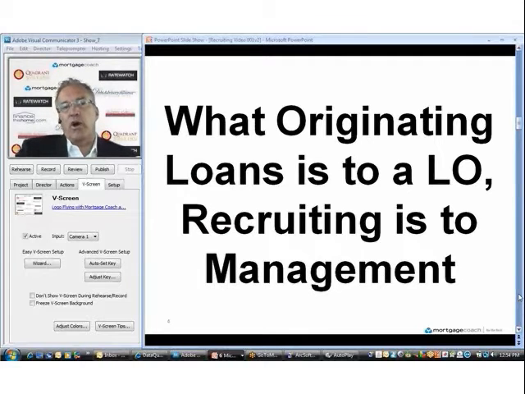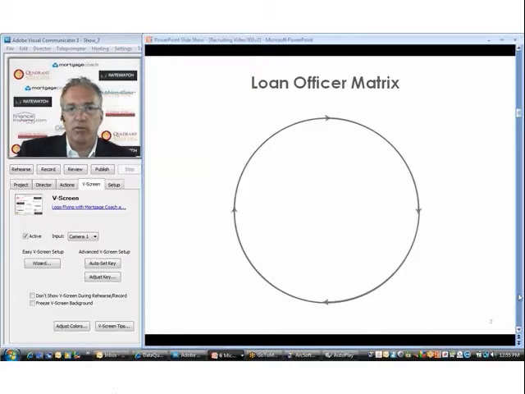What originating loans is to a loan officer, recruiting is to management. Every time a loan originator originates a loan, high five, that's a victory, way to go. It's the same thing for a manager. Whenever they're able to successfully recruit or onboard a new relationship, that's a victory for them. They've just set up an annuity, a residual account of money that they're going to receive as a result of the activities that person's going to produce.